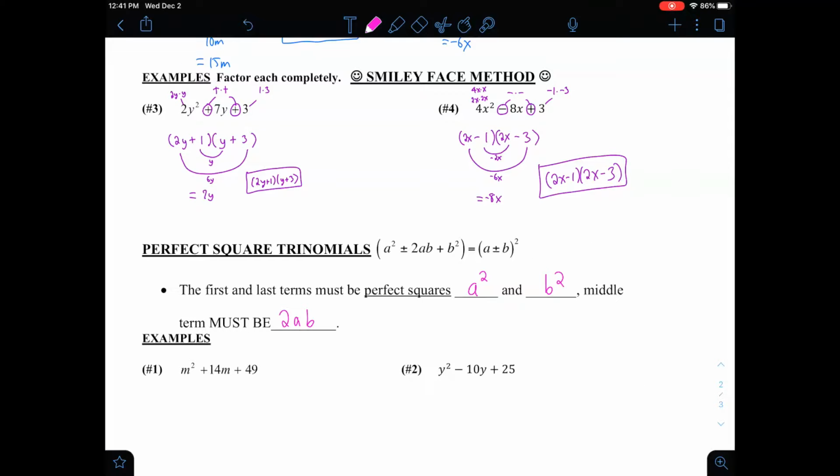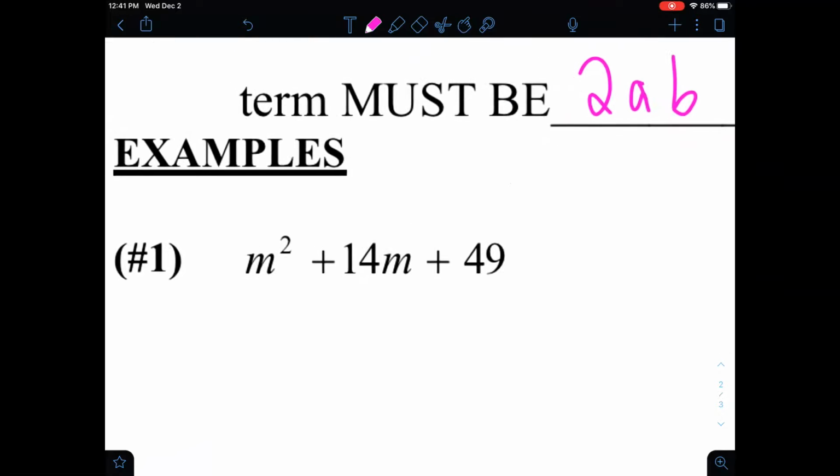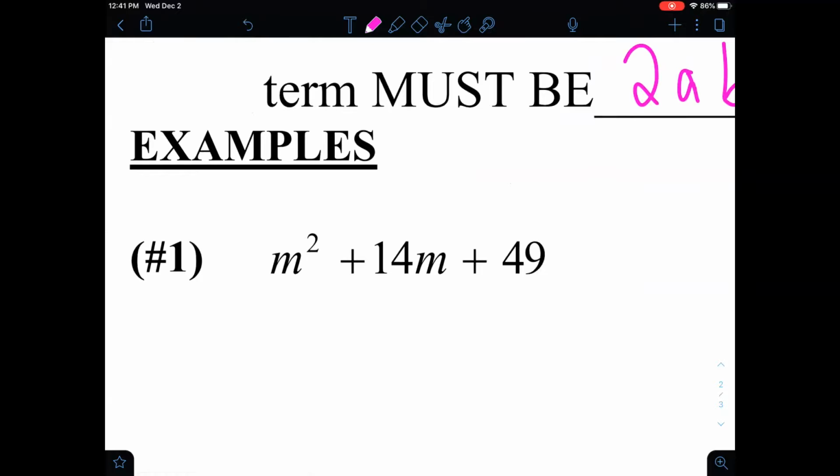Okay? So when you're going through the factor flow chart, this is the first thing you're going to check. We're going to check if it's a perfect square trinomial. With a perfect square trinomial, what we need is the first and last term need to be perfect squares.